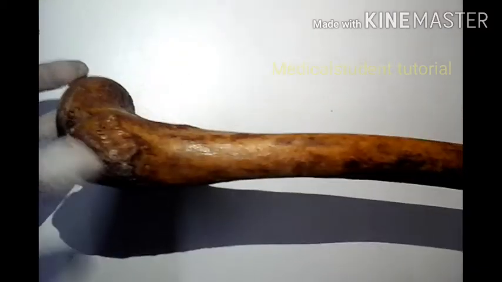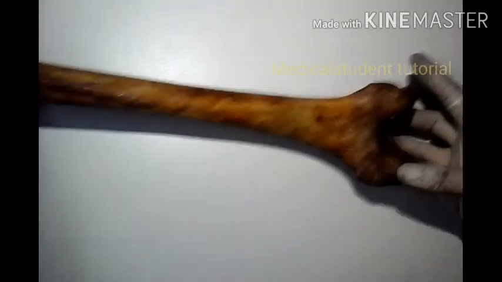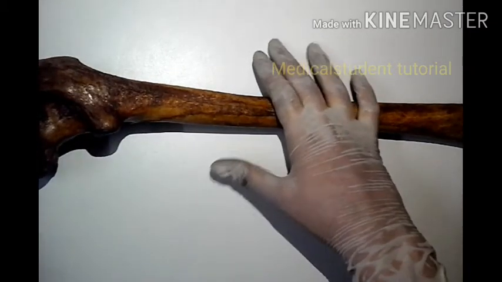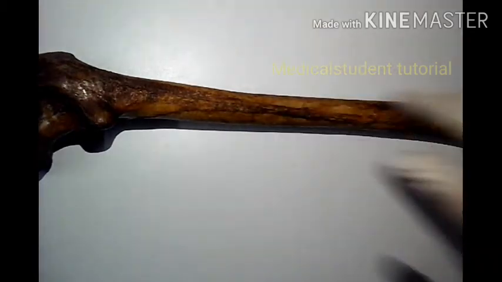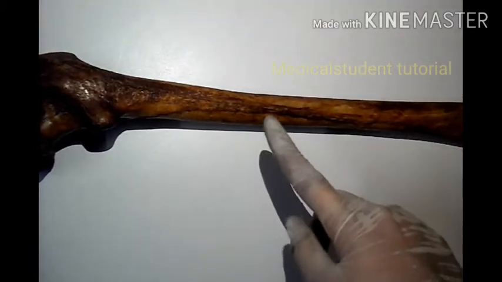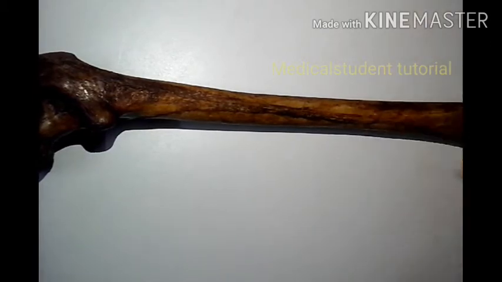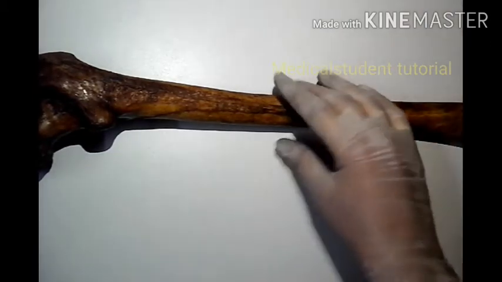Femur. The femur is the longest, strongest and heaviest bone in the body.